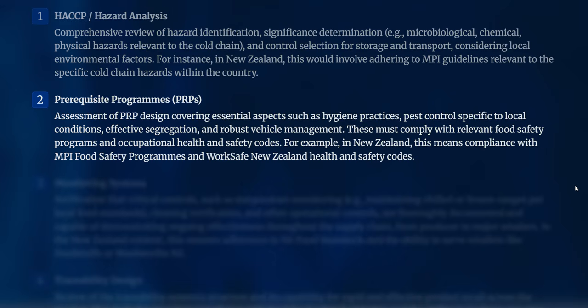And then they also conduct a prerequisite program assessment to see if we are covering the essential practices like hygiene and pest control, and that they are specific to the local conditions. They want to see the segregation. They want to see vehicle management, and they want to see if we comply with food safety programs and occupational health and safety codes. So they will focus on that. They will assess those documents to see how we are implementing our PRPs.